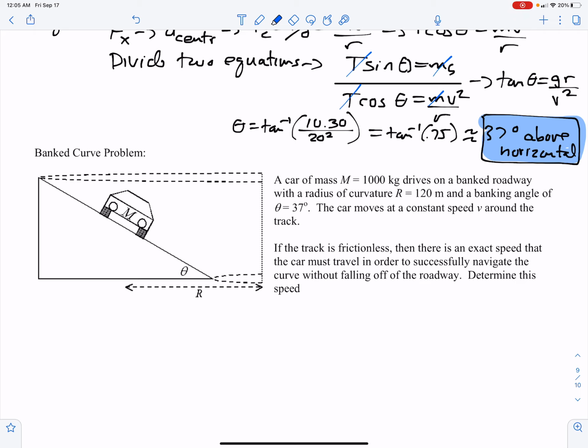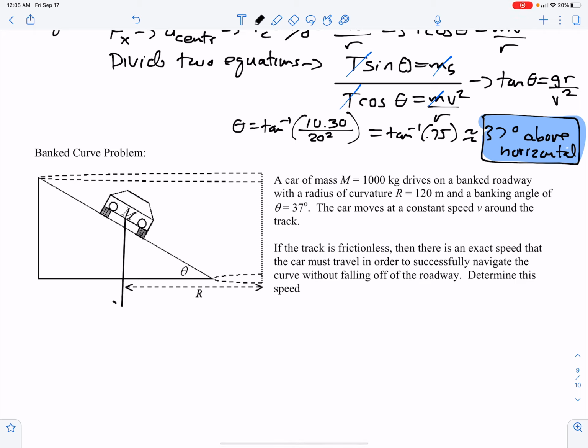Let's take a look. We have a massive car, 1,000 kilograms, drives on a banked roadway with a radius of curvature 120 meters and a banking angle of 37 degrees. If the car moves at a constant speed v around the track is frictionless, then there is an exact speed the car must travel in order to successfully navigate the curve without falling off the road. Let's determine the speed.